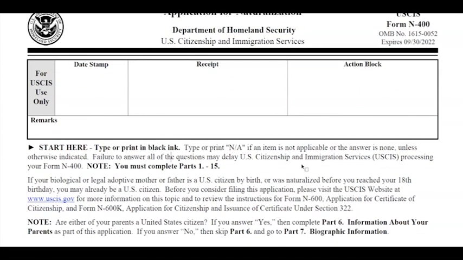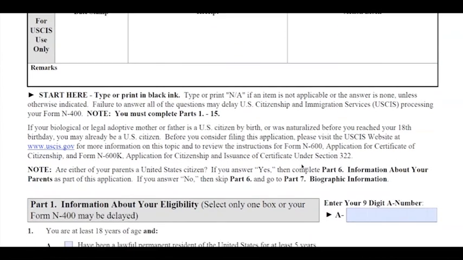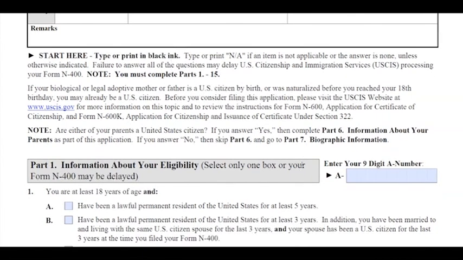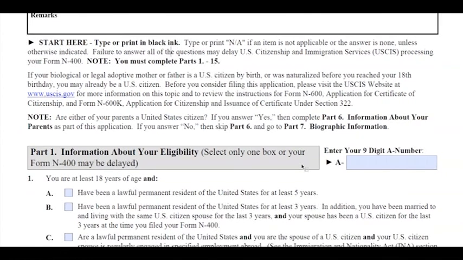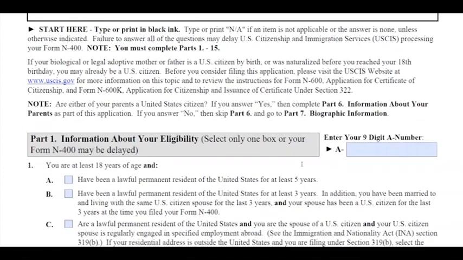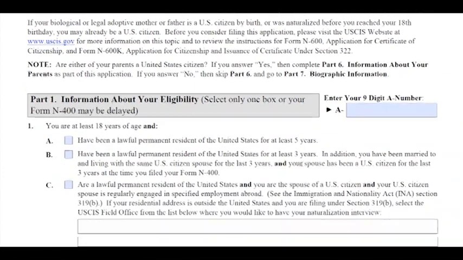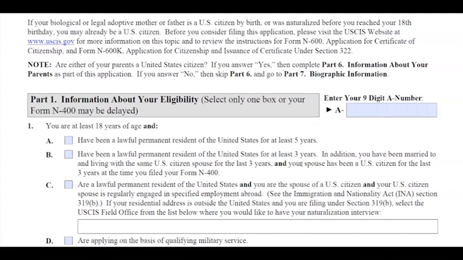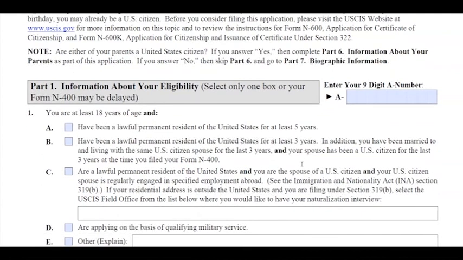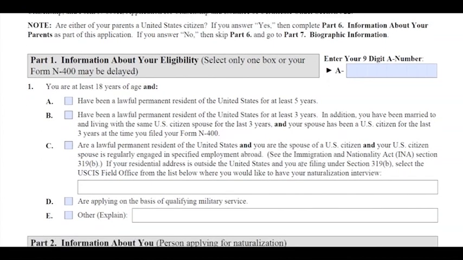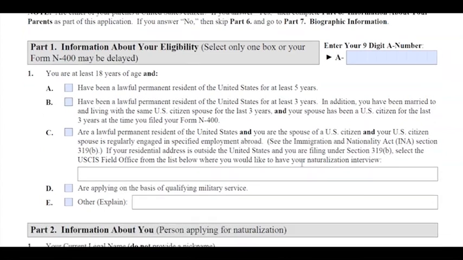First of all, make sure that you use black ink in order to fill out this application. And make sure that you read all the directions and also review all the information that I'm giving you in order to fill this form correctly. Part 1 is basically information about your eligibility. Immigration wants to know if you are qualified, if you are eligible to become a United States citizen. So you must carefully read all the options that you have here for Part 1 in order to determine if you qualify to become a United States citizen.